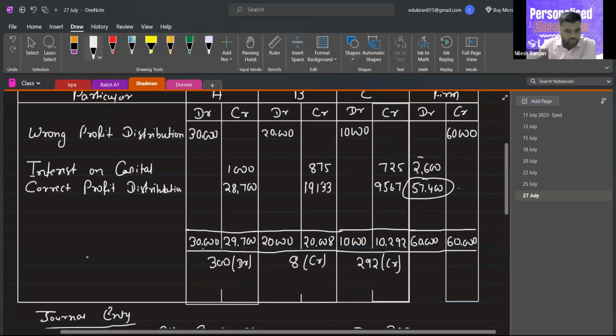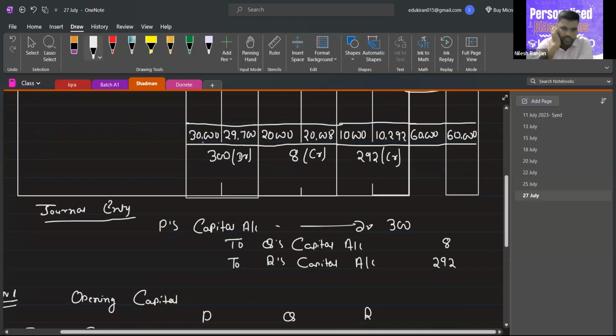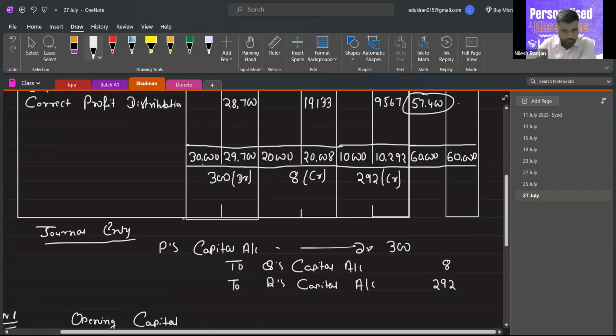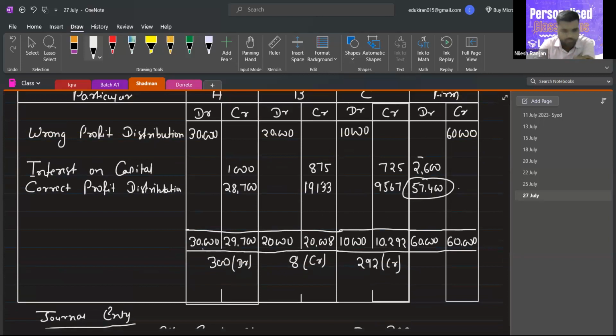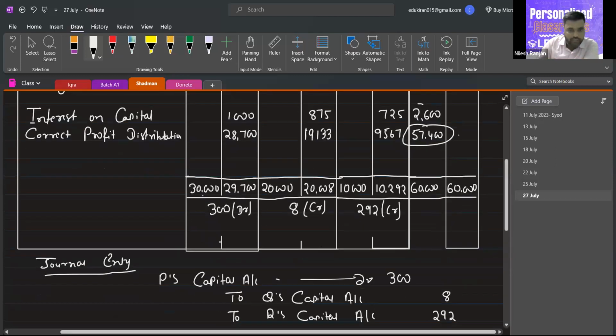Okay. So you are saying journal entry. This? Yes. Actually, tell me here. This 30,000 we want to take from P, and we have to pay 29,700 to P. Okay, so we have to take 300 from P. Yes, extra we paid. So if we have to take money from the partner, then their capital account will be debited. Okay, sir. Got it.